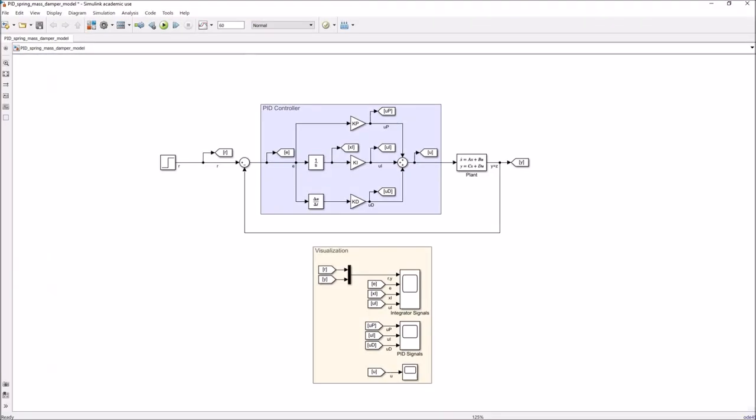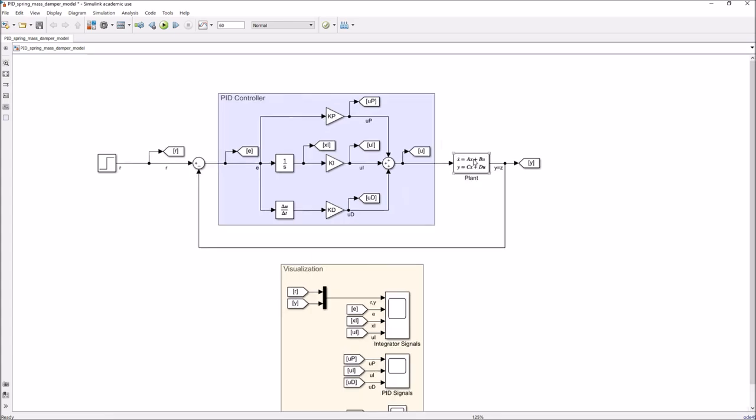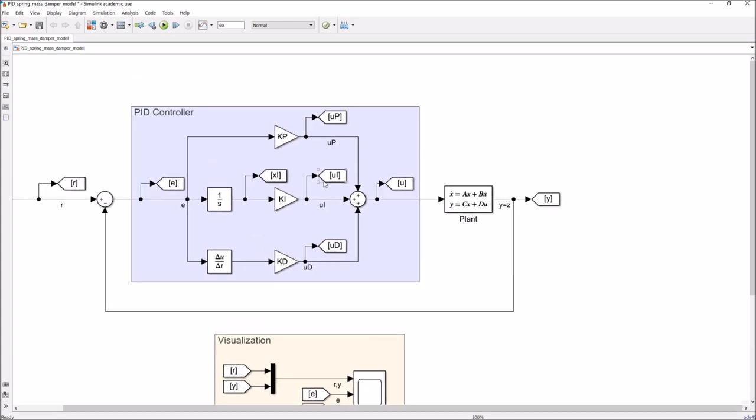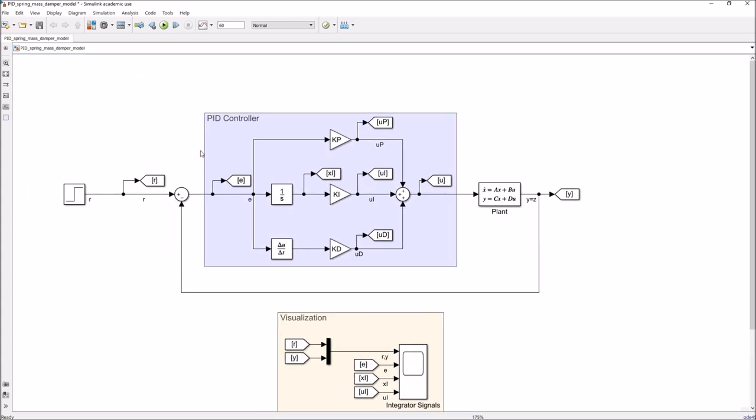Let me show you the Simulink model that I built for the system. As you can see, very simple. It looks complicated, but it really isn't. It's exactly what we had on the board, right? Here's our plant, and then here's our exploded PID controller.